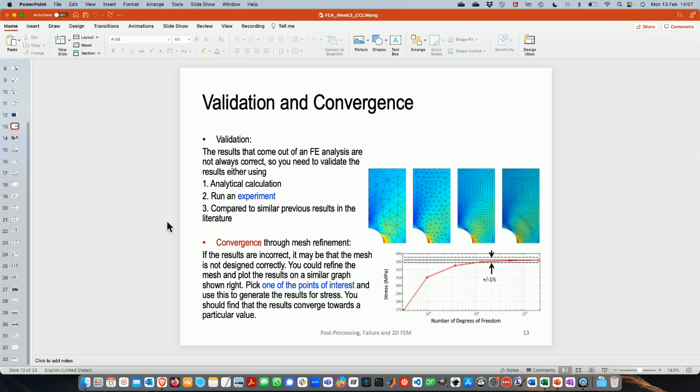Now, can it converge to a wrong value? Yes, it can converge to a wrong value, right? This is only saying that our solution is mesh independent. Now, if I refine the mesh more and more, if I start to make elements smaller and smaller, mesh denser and denser, I'm not going to get any better result than this, okay?